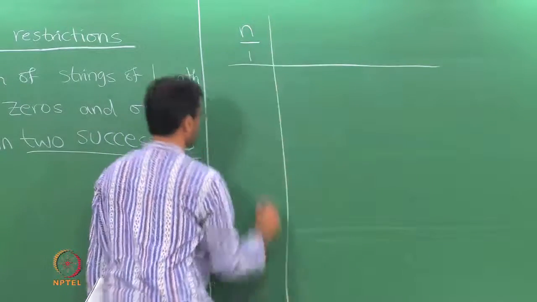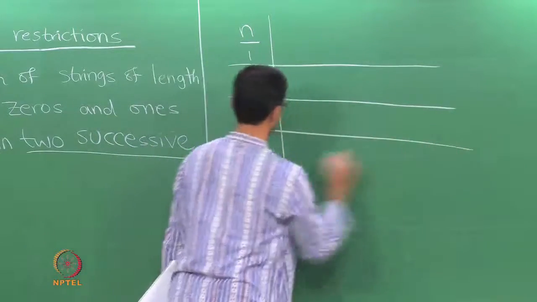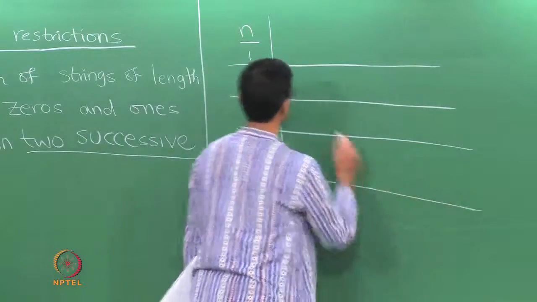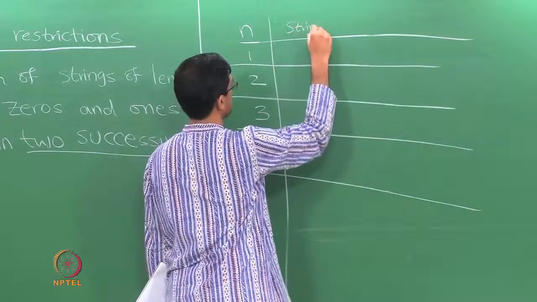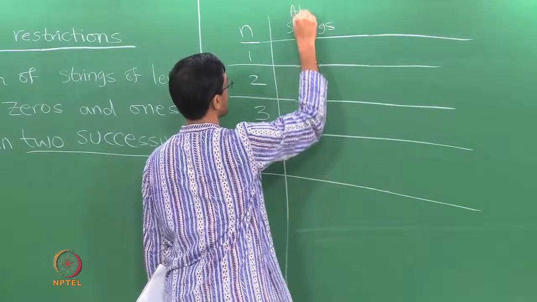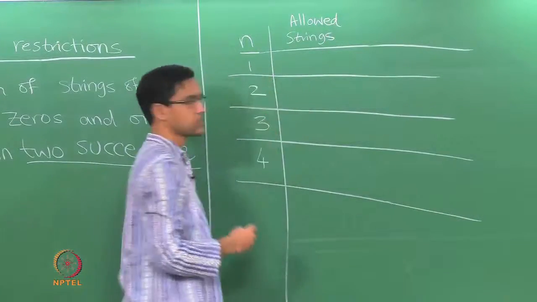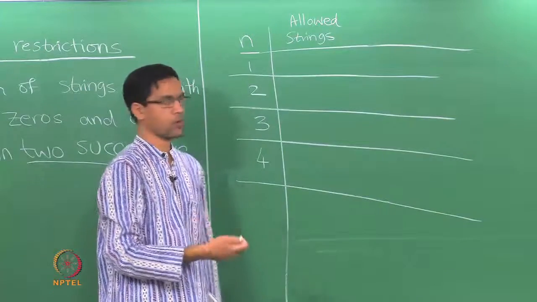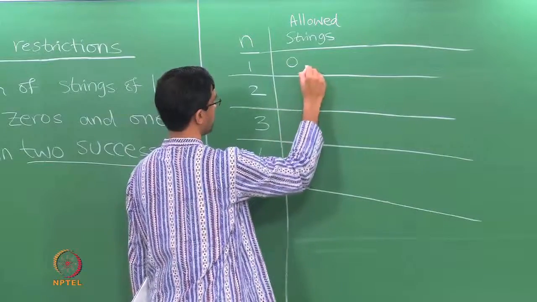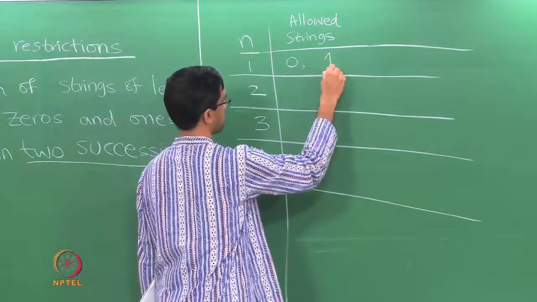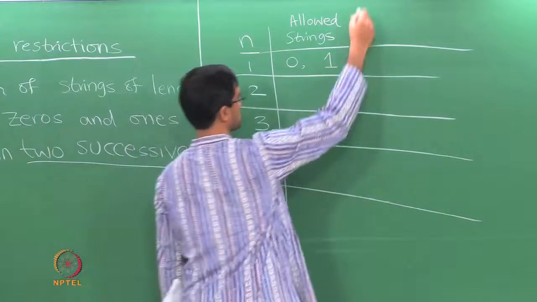So let us do the following. Let us write down a table. Four and so on, and for each value of n let us first enumerate the strings which are allowed, in the sense they satisfy the required restriction. So if I only have a string of length 1 consisting of a 0 or a 1, well, there are two possibilities. I can just take the string which just has a 0, or I can take the string which just has a 1. So both of these are allowed strings because you do not have two successive ones appearing.